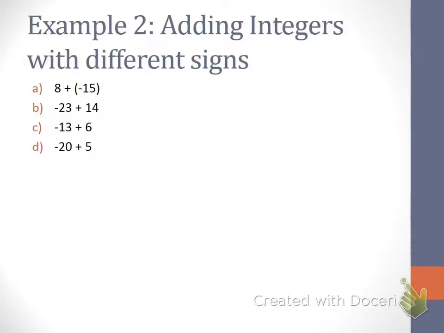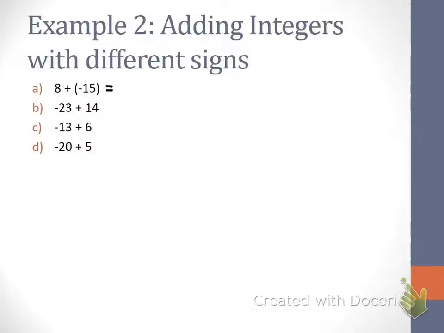Now in example 2, I'm going to have different signs. Does anybody remember what my rule was for different signs? You wrote it down. Different sign, subtract and take. Now here's the key here though, guys. It's absolute value. I'm subtracting absolute value. So I'm just looking at the number. I don't even care which one's positive or negative at this point. What is 15 minus 8?